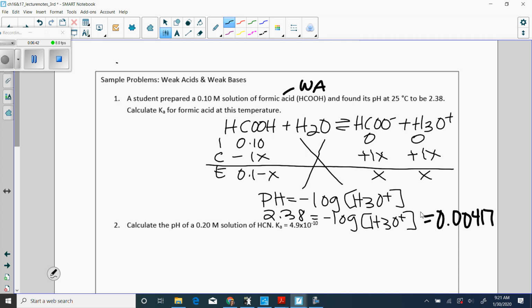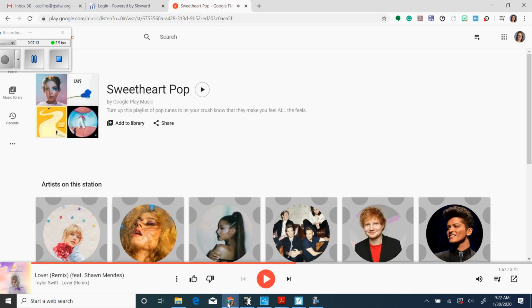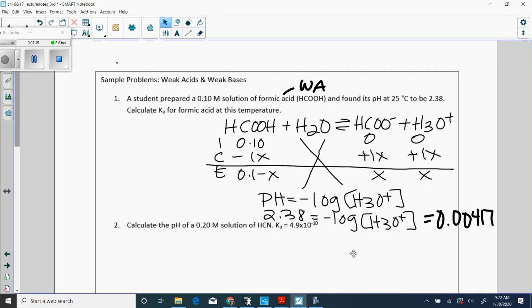Ask your battle buddy, can you push those buttons? Right now, ask them, can you push those buttons? Let me see. You get how to do it. Okay. See? Negative 2.38. Got it? Button pushing. Okay.